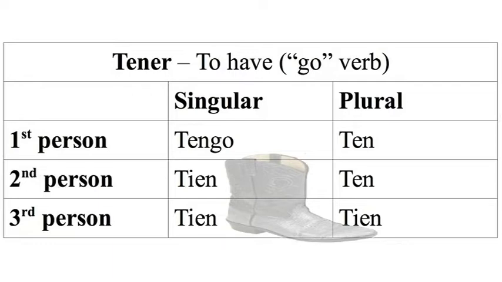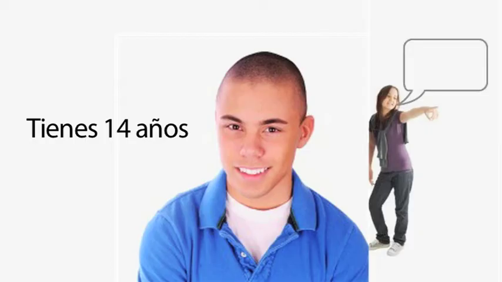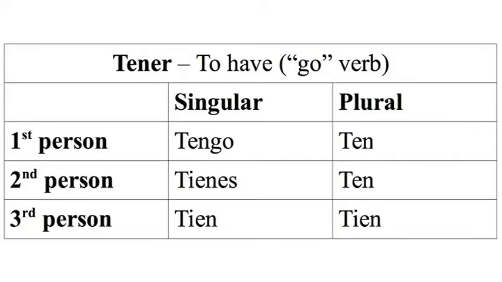Then all we have to do is add the regular ER endings. ¿Listo? What's the ending for the tú form? ES. Tienes 14 años. You're 14 years old. What about the ending for the él, ella, and usted form? The letter E. Tiene. Tiene 50 años. He or she is 50 years old, or you are 50 years old.